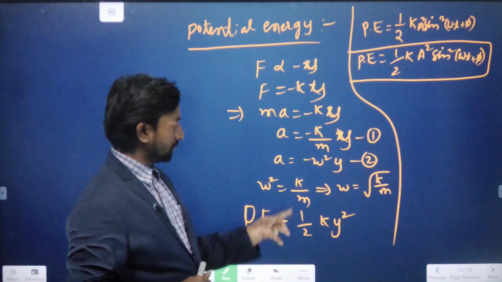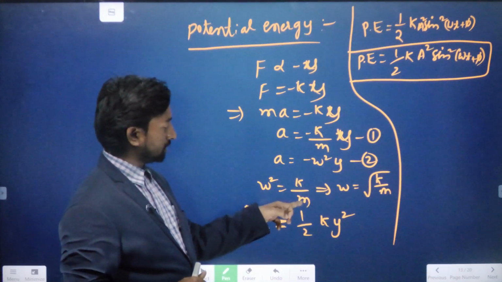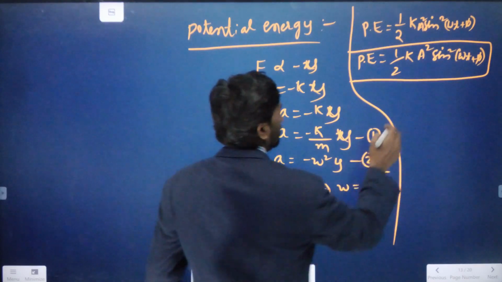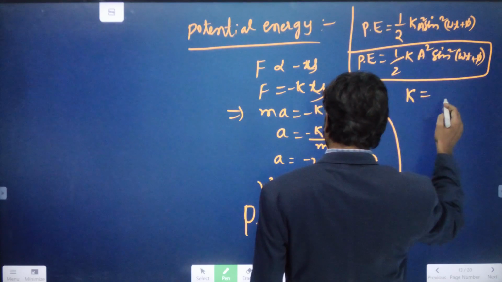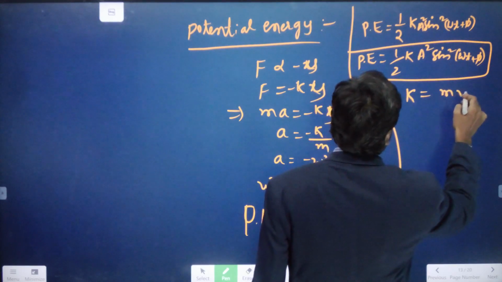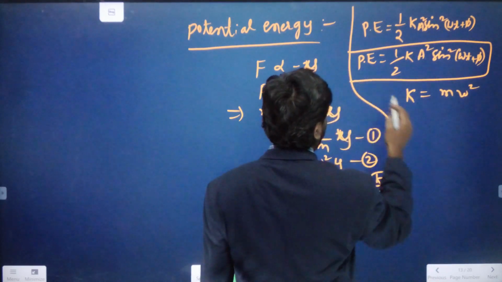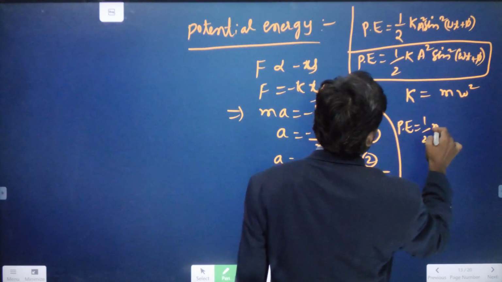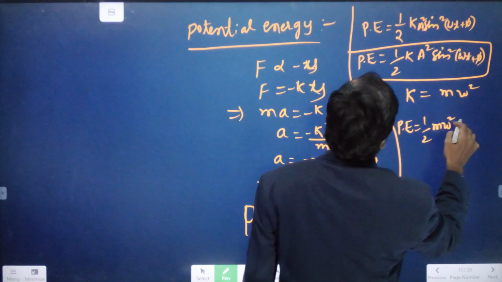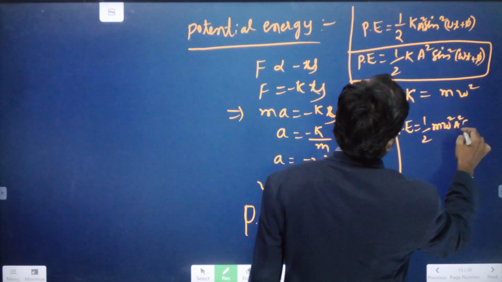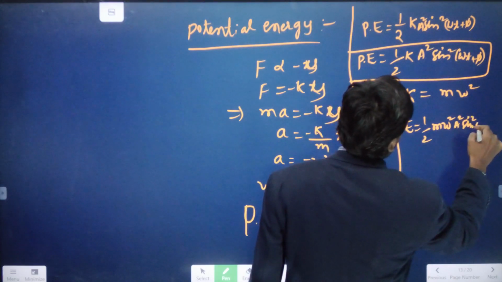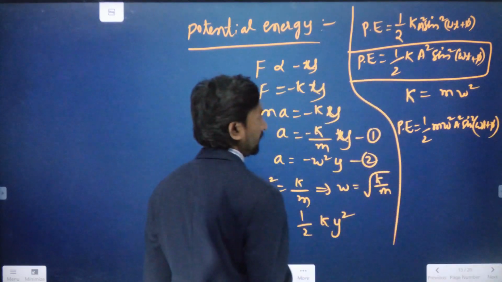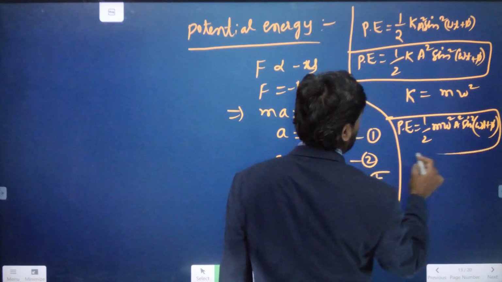Now from this equation, omega square is equal to k by m, so k is equal to m into omega square. If we write that in the equation, the potential energy is equal to half into m into omega square into a square sine square of omega t plus pi. So this is the potential energy equation.